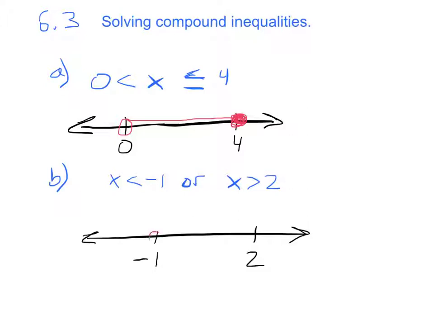I'm going to have open circles on both of them, but I have x is smaller than negative 1 and I have x is larger than 2. So I'm going to graph on the outsides. You'll be doing a lot of this type of graphing, but there's also opportunities where we're going to need to solve for x.